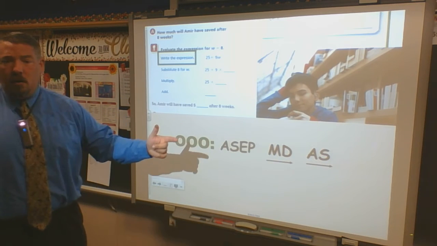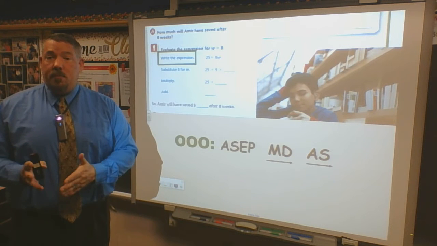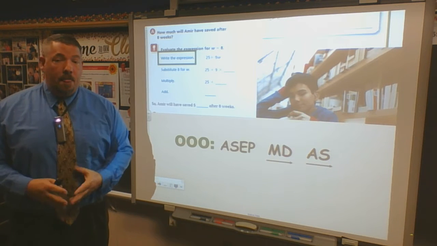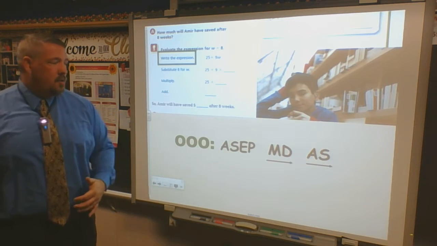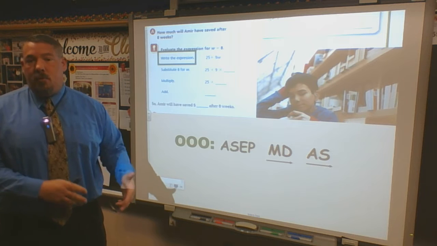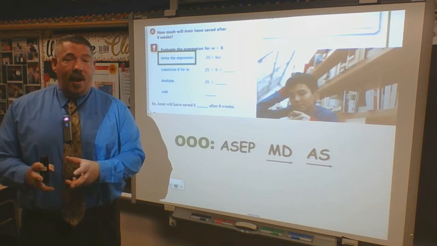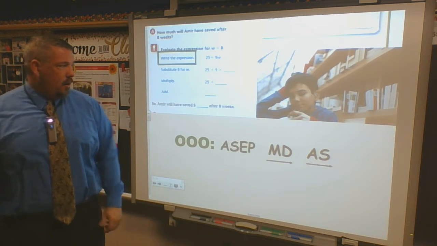Then we have My Dear, and that's multiplication and division, always from left to right. If multiplication comes first, we do it first. If division comes first, we do it first, followed by multiplication. Aunt Sally, addition and subtraction, also from left to right. No matter which one comes first, adding or subtracting, I do it first. Then I do the next.